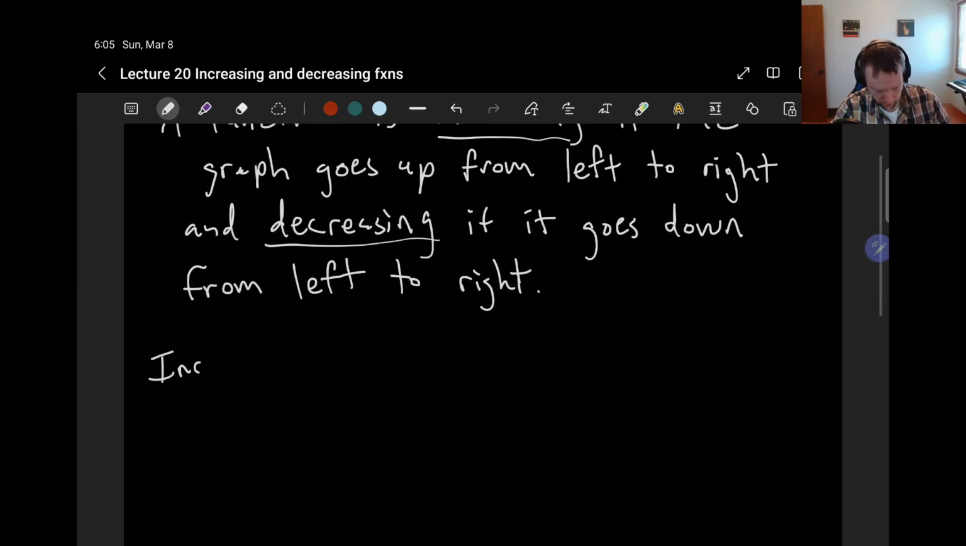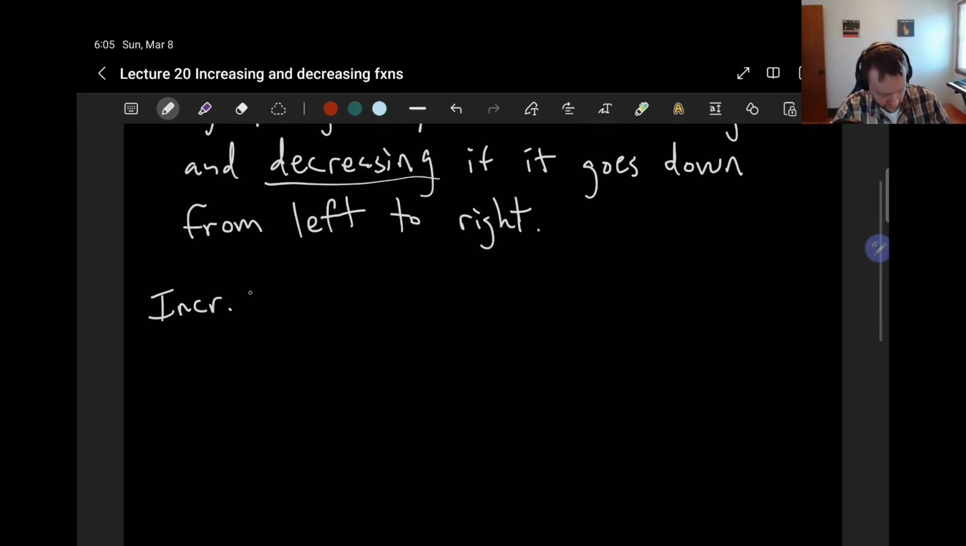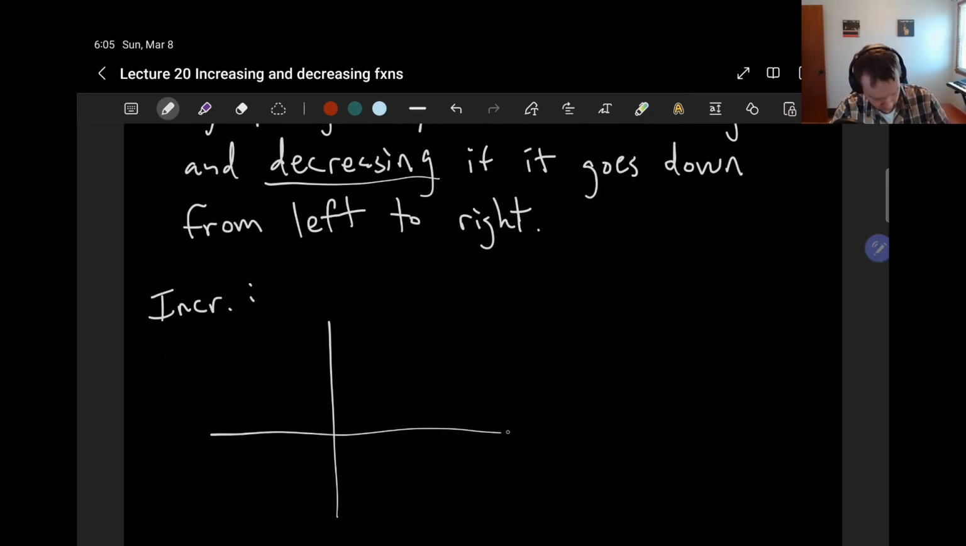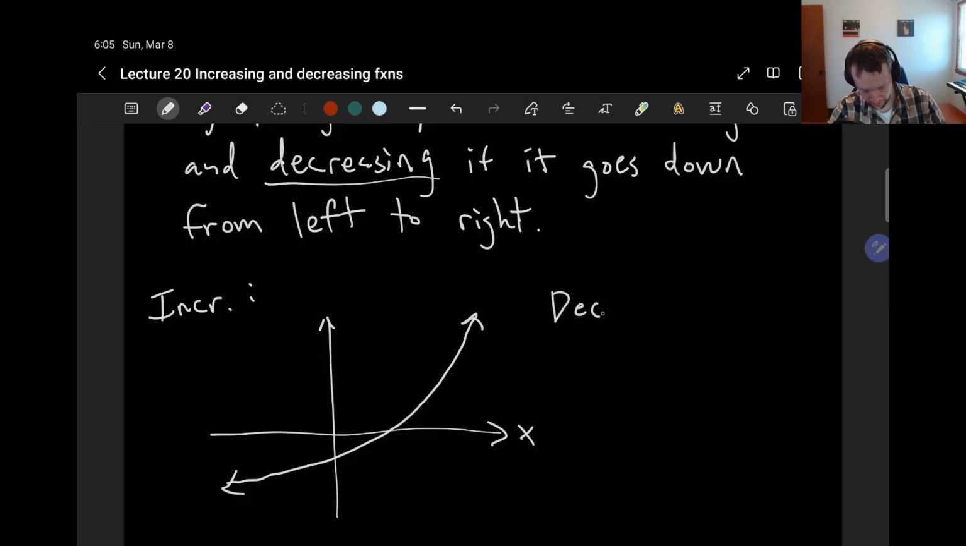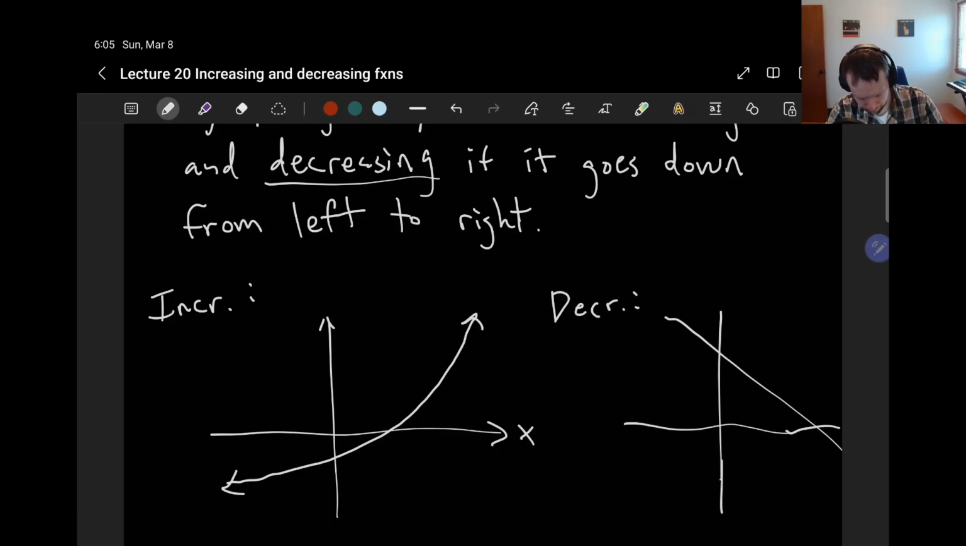So here's a little illustration of increasing. As we move along the x direction in the positive, our graph is going up. And there we go, decreasing. Maybe I'll make a line, something like that, going down. Pardon that little squiggle. There, that looks better.